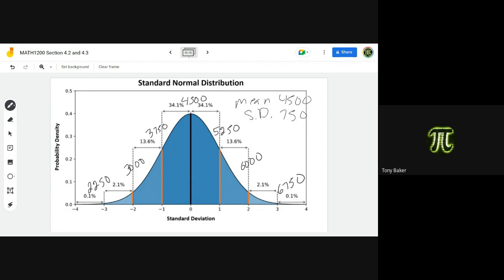Now, when you're looking at these, we can have a variety of information pulled from this. So if you notice, this bell curve is broken down into pieces. Like this piece right here is 13.6% of all the values. This piece right here is 2.1%. So I could say, what percentage of days will be less than 6,000?